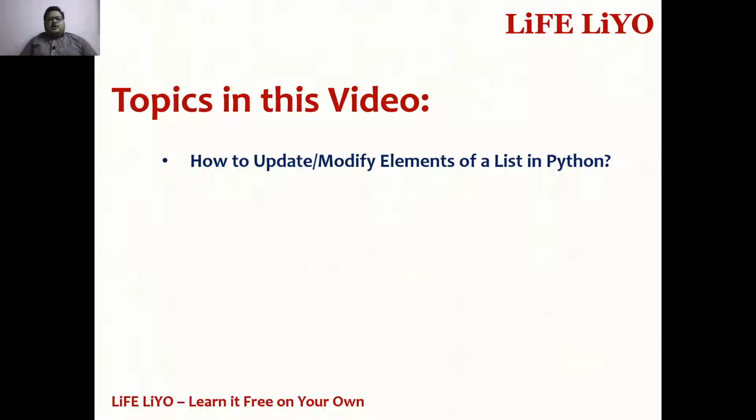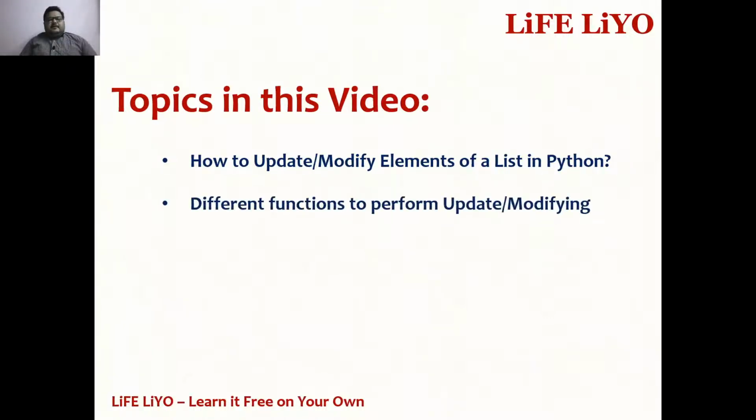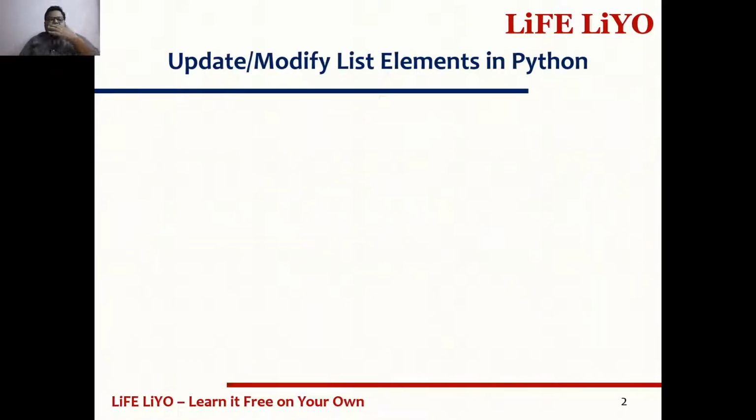I'm going to discuss how to update or modify the elements of a list in Python, the different predefined functions useful for performing updating or modifying. Examples. First of all, what is updating or modifying list elements in Python?